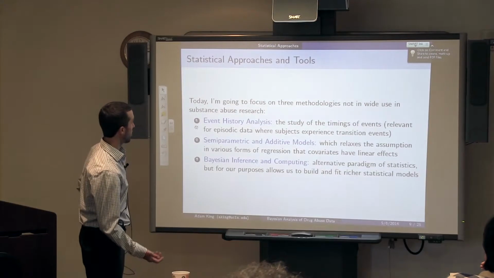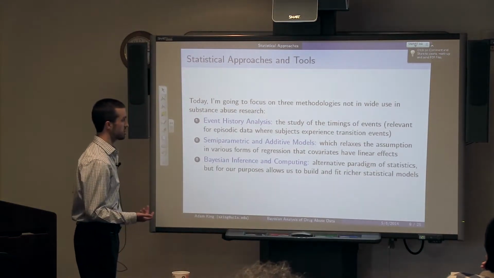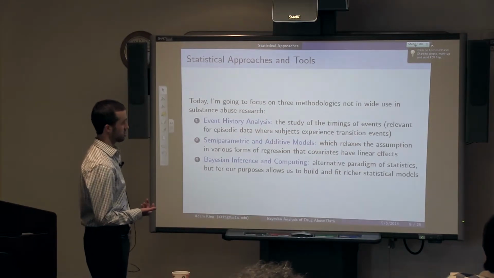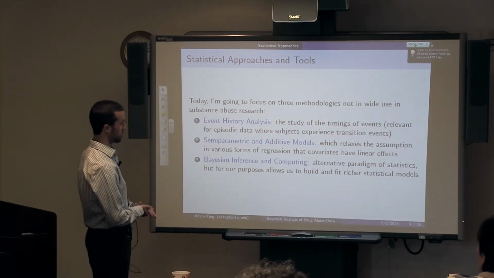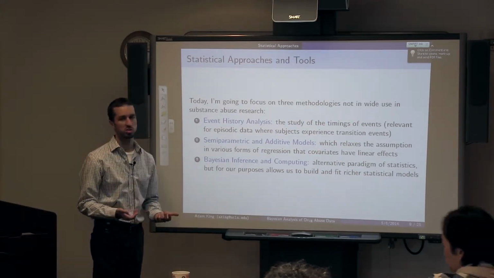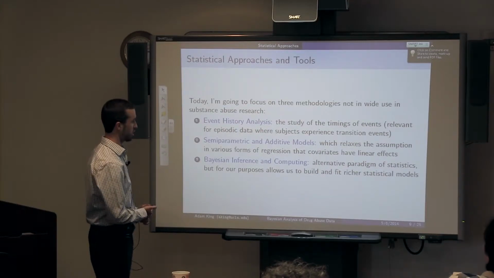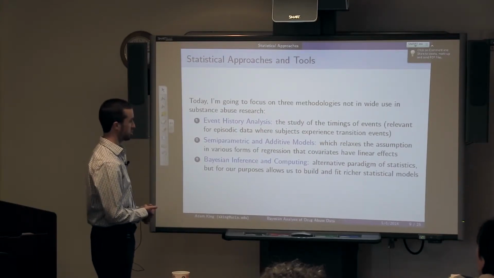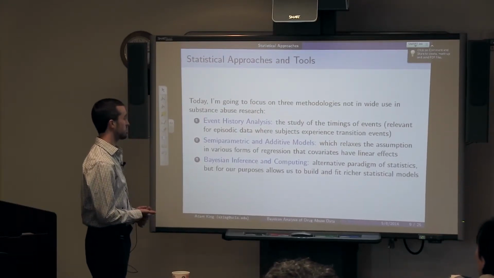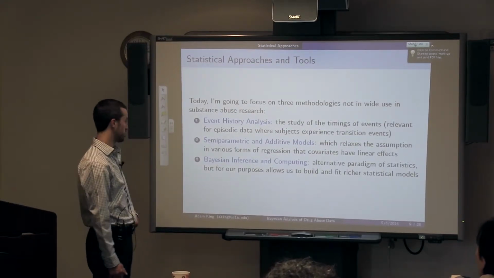Okay, so again, I'm going to focus on three statistical approaches. The first is event history analysis, and this is relevant because the approach that we're going to be taking is looking at the timings of events, where the events of interest are transitions either into or out of episodes. Then we're going to be looking at semi-parametric or additive models, which relax the assumption that covariates have linear effects on the response variables.